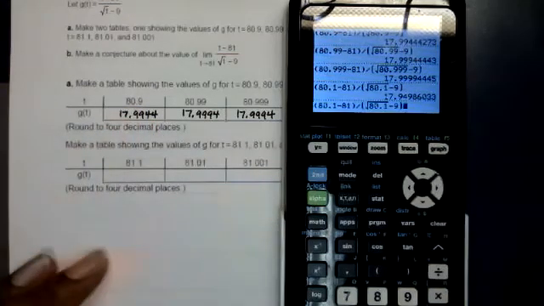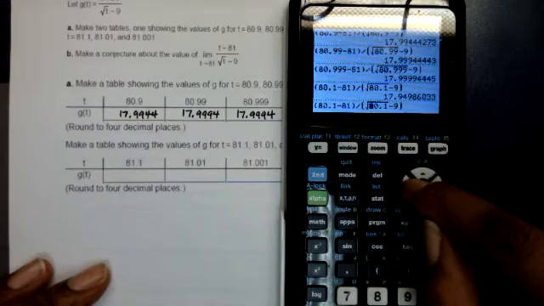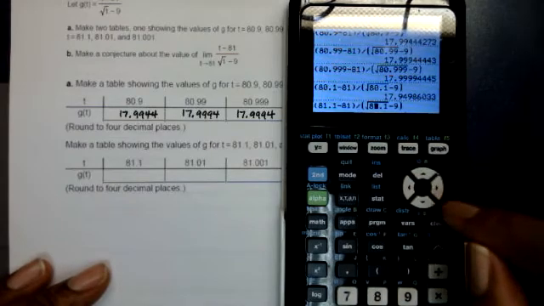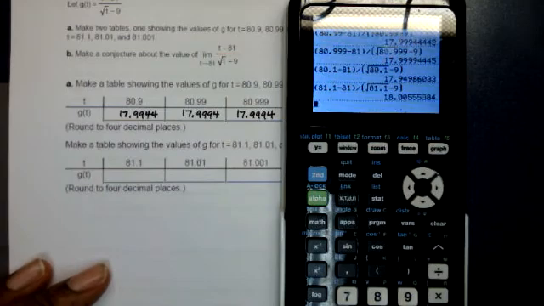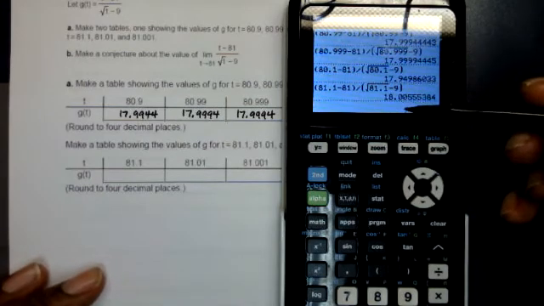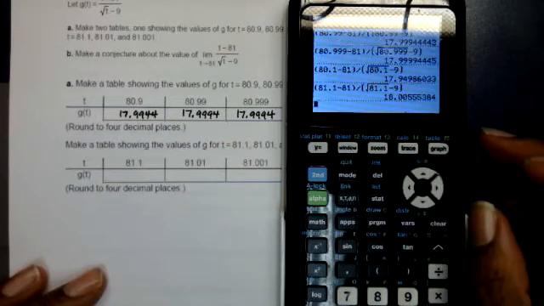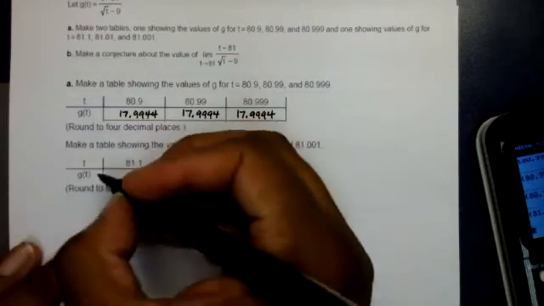I see where I made my mistake. That should be 81.1. And this also should be 81.1. Okay, so to 4 decimal places, this will be 18.005. This 5 will make the 5 in front a 6, 18.0056.